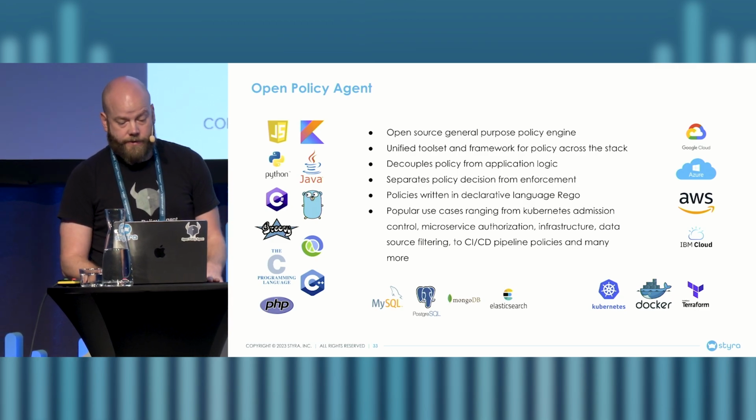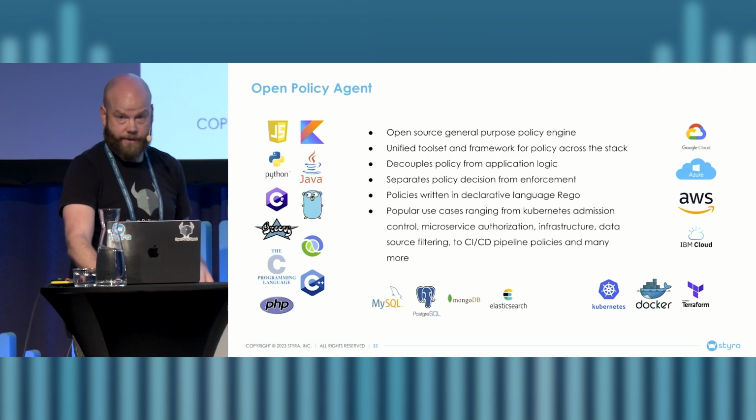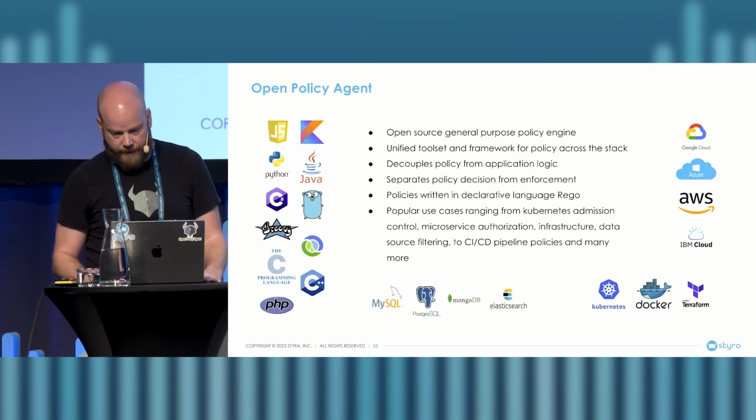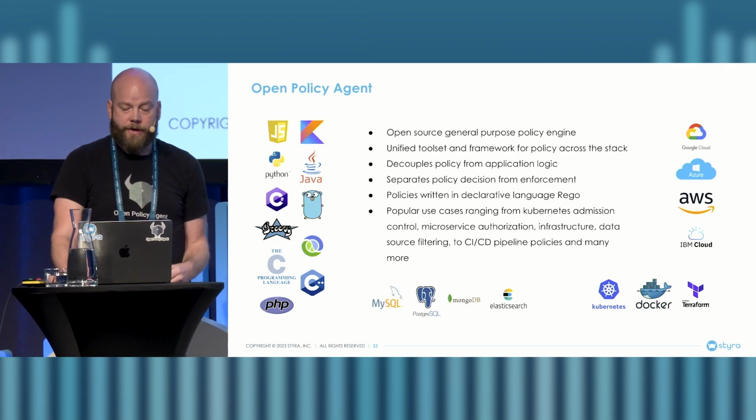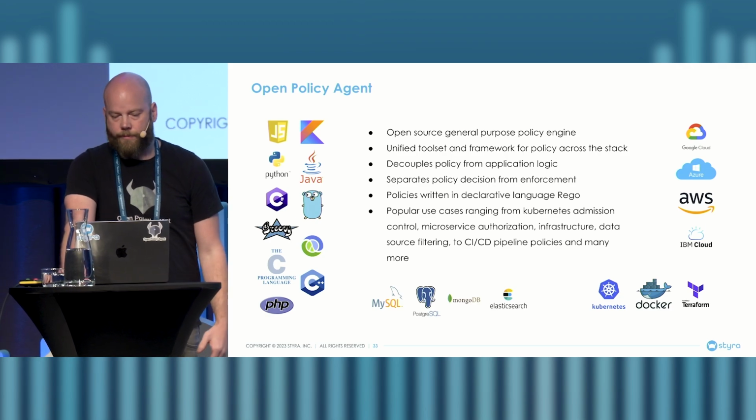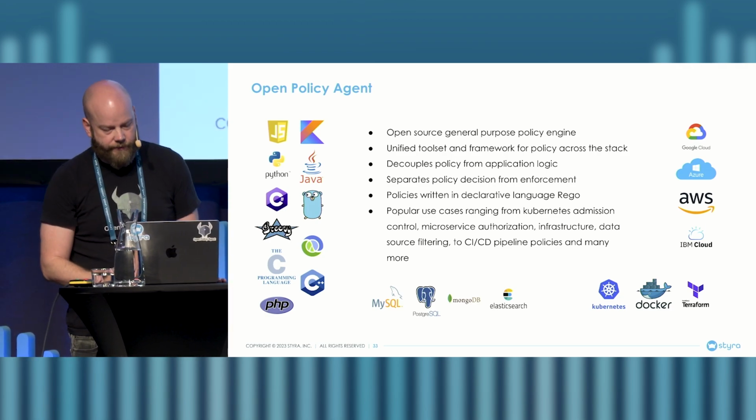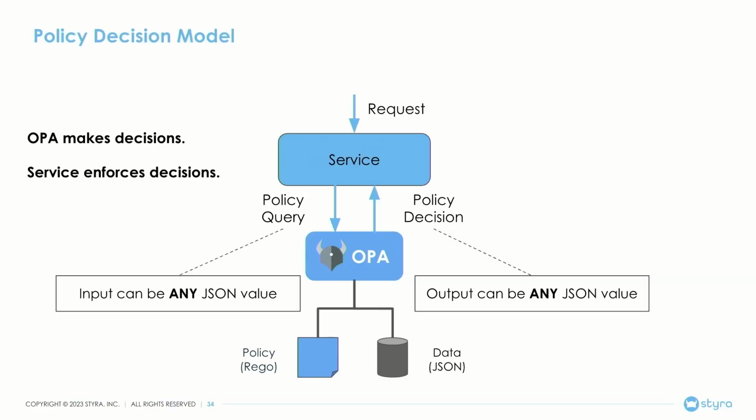Outside of authorization, there's a whole bunch of popular use cases. Kubernetes admission control, like should this pod be deployable, given that it doesn't have a secure configuration? Microservice authorization, any kind of infrastructure, Terraform, and so on. But all kinds of use cases, data source filtering, CI/CD pipelines, and so on. So it's truly a versatile tool. And how does it work then? The policy decision model is fairly simple.